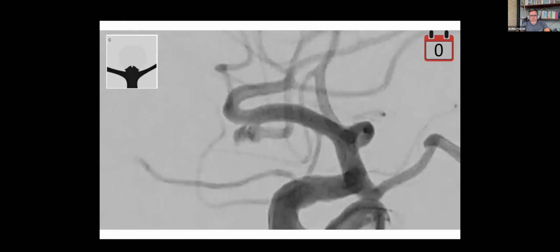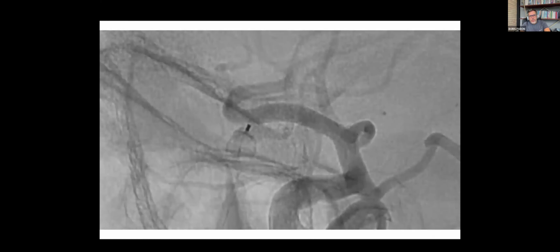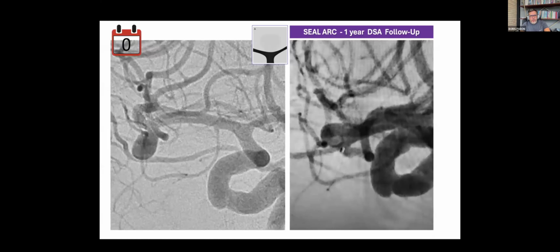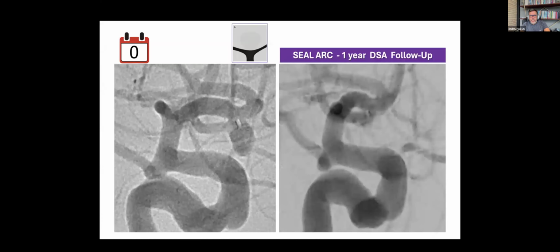And the detachment system is very similar to other intrasaccular technologies. It's electrolytic. This is the immediate angiographic result the first day. And here is the 1 year follow-up, where you may see a complete obliteration of the aneurysm, and the aneurysm is gone.